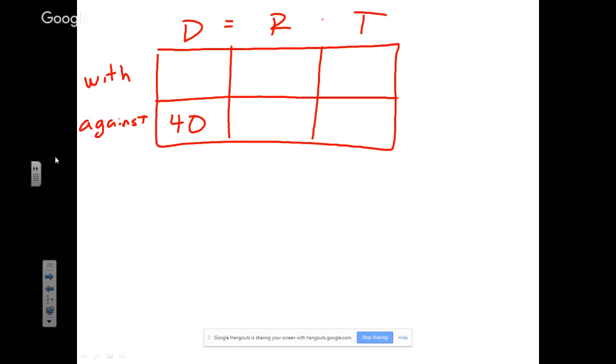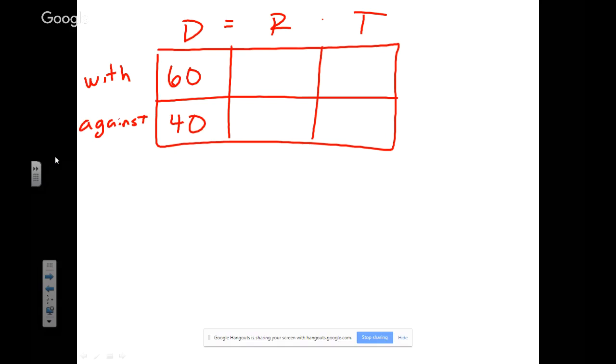So where does the 60 go? The distance, okay? Oh, this one's really different. Okay, so then his top speed is, the boat can go 20, okay? And what we're looking for is the current.